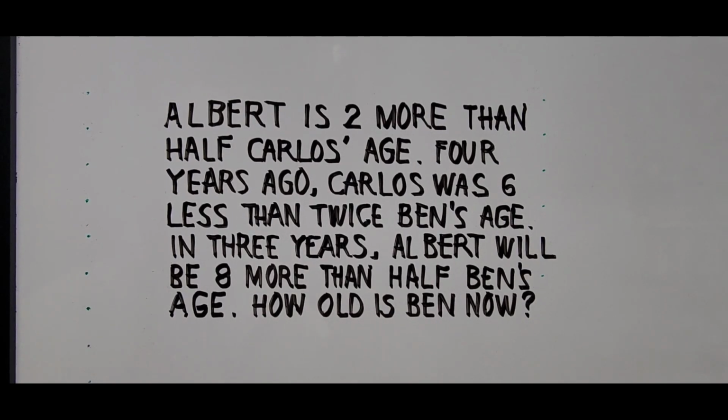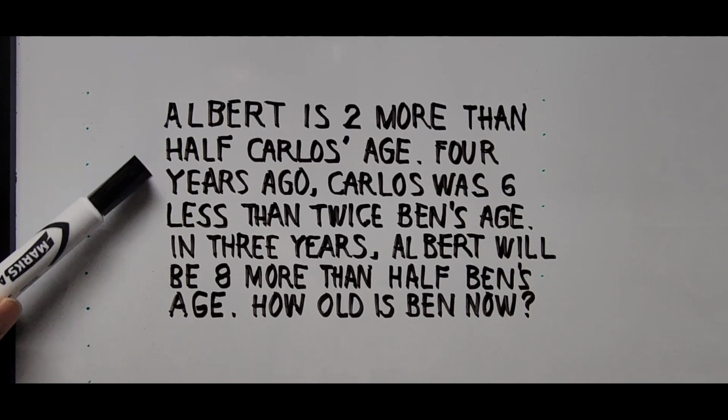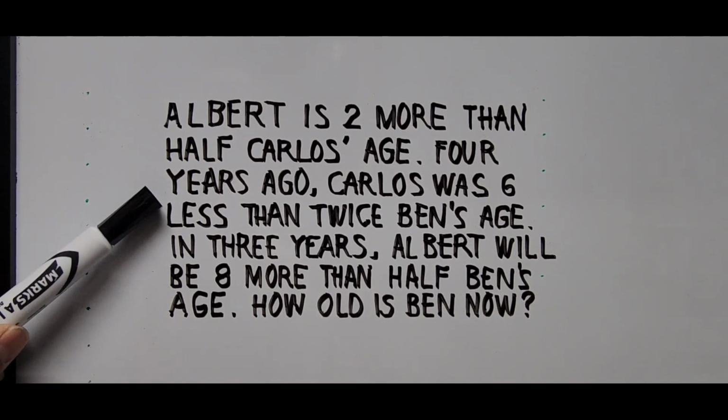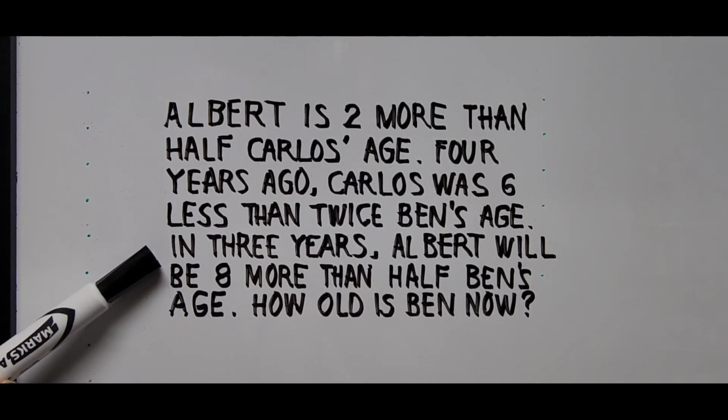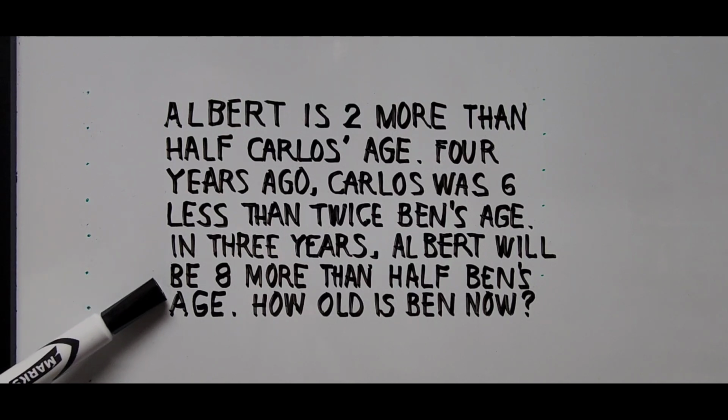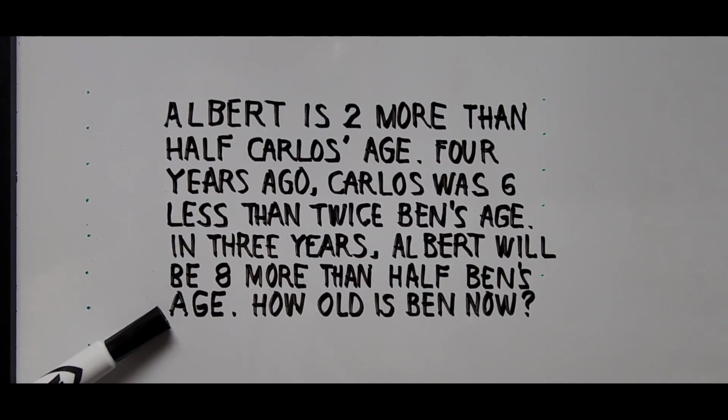Hello everyone, we have here an age word problem in algebra. Albert is 2 more than half Carlos' age. 4 years ago, Carlos was 6 less than twice Ben's age. In 3 years, Albert will be 8 more than half Ben's age. How old is Ben now?